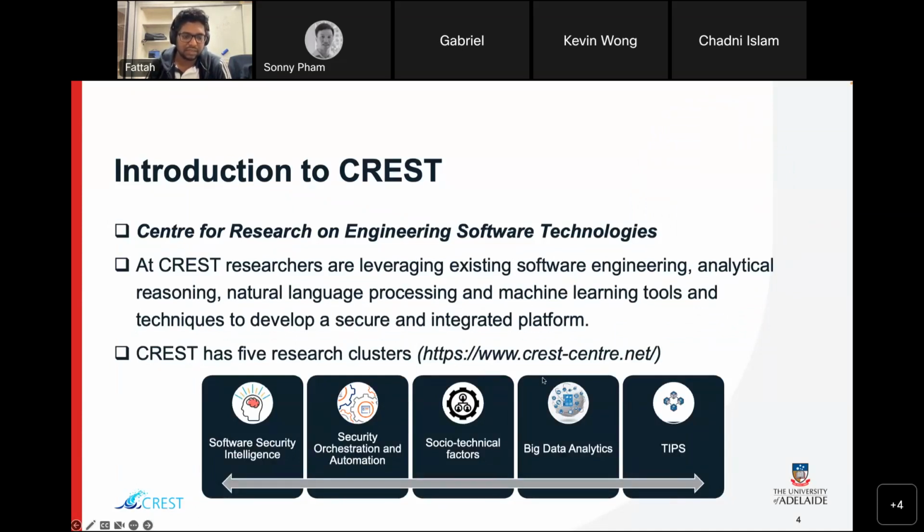We have five clusters in CREST targeting different areas. Now we have software security intelligence, security orchestration and automation, socio-technical factors, big data analytics, and TIPS, which stands for trusted information processes and services.